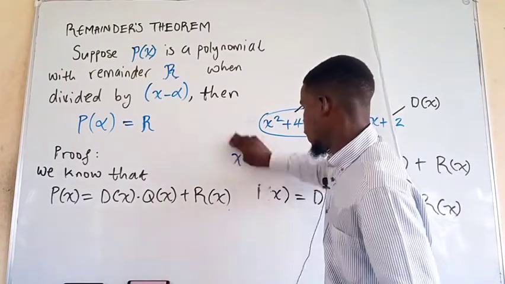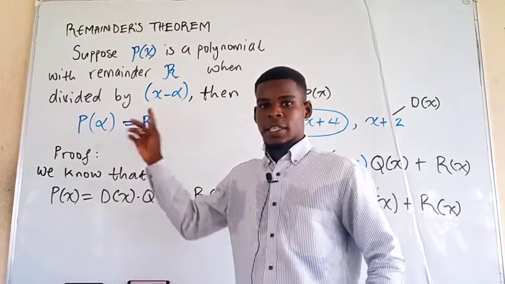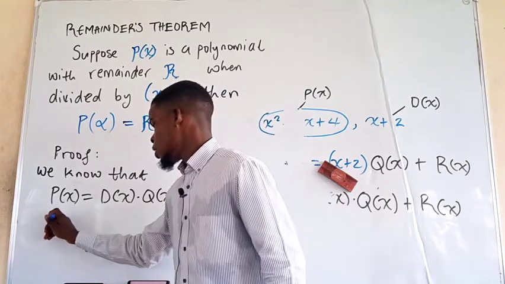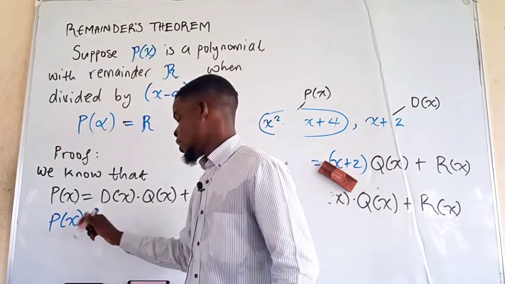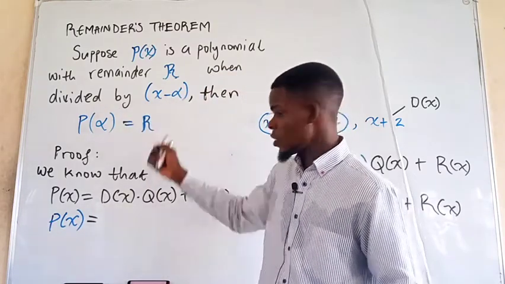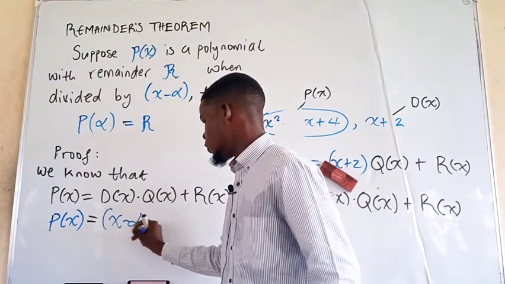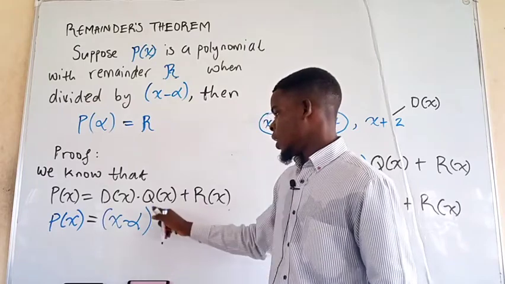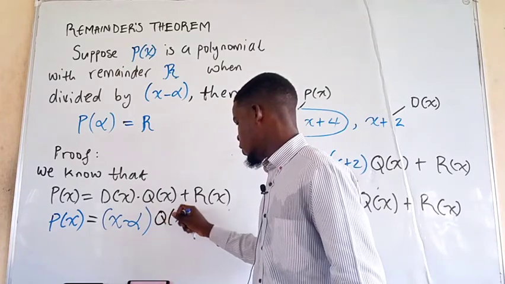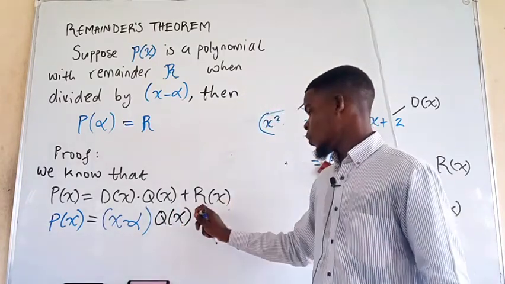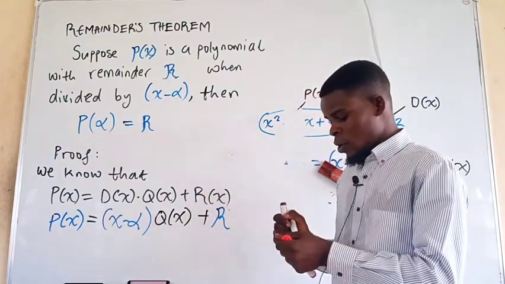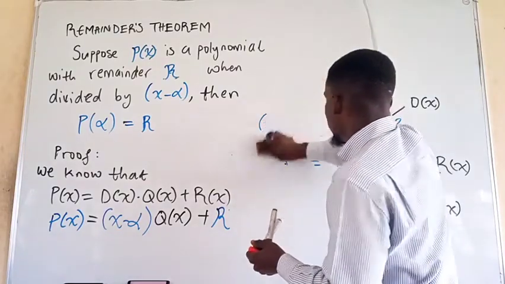Okay, great. Now, in this theorem, we have the polynomial, which I put down as p of x, equal to the divisor, which is x minus alpha, times q of x, which has not been mentioned here, so we don't really care about it, and then plus the remainder that we talked about, which we called r. Let's just clean up this part of the board and continue.